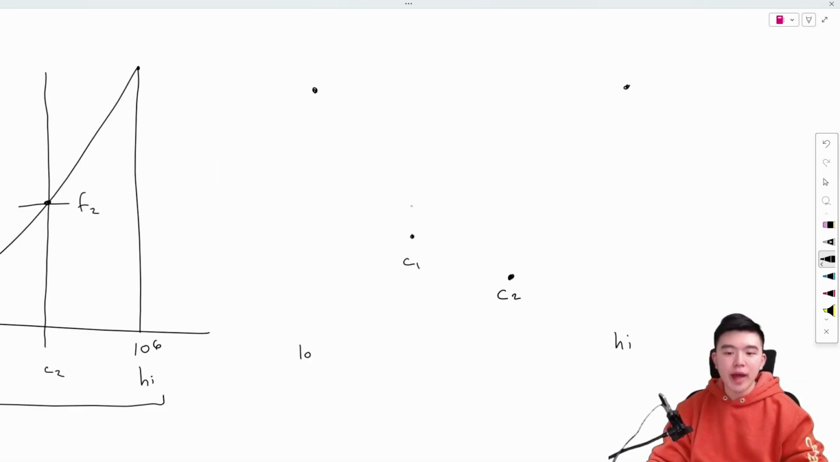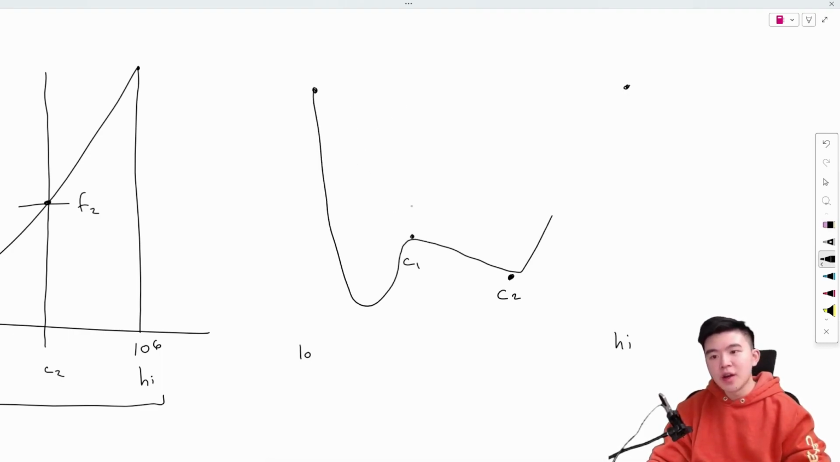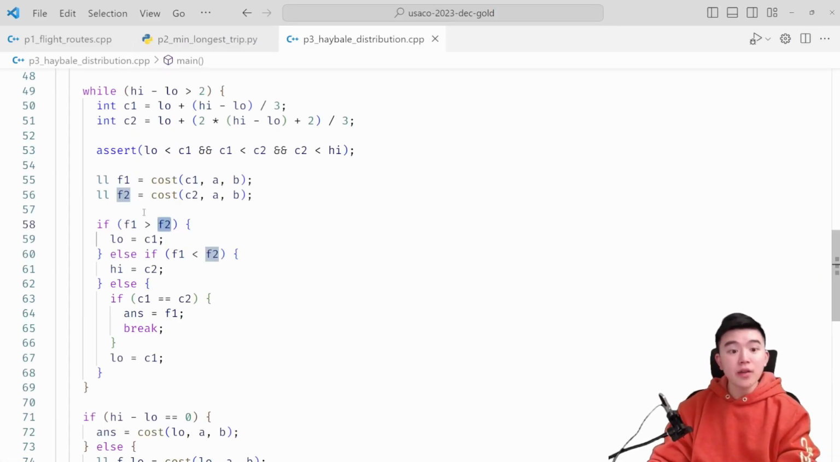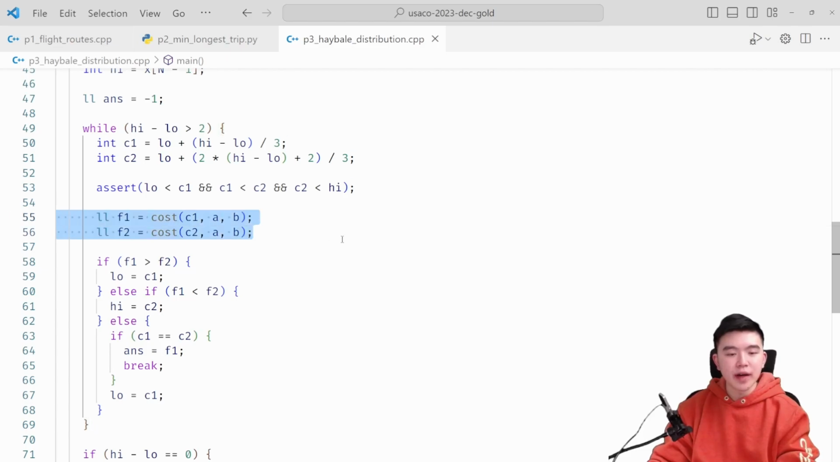On the other hand, if we have the cost at C1 greater than the cost at C2, then we're going to be able to cut out this third, because then the function would have to look something like this, which is definitely not convex. In either case, we're going to have the values of the cost function at C1 and C2, which we find using our handy dandy logarithmic time cost function.